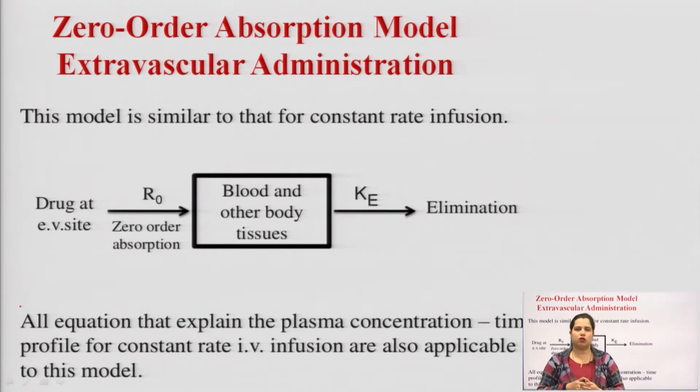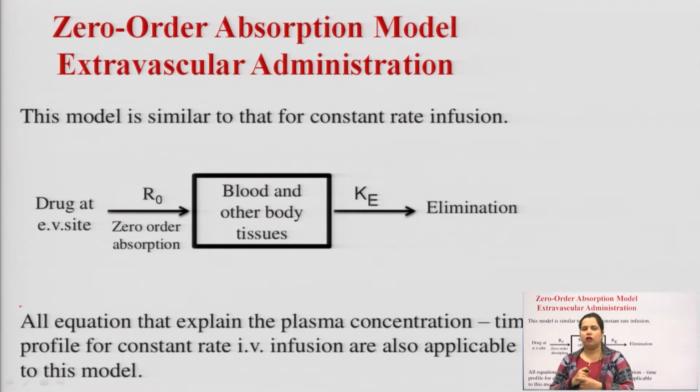Now, the zero order absorption model in extravascular administration is similar to that for constant rate infusion. Yes, we have discussed in the last session that IV infusion follows zero order kinetics. That means the level of the drug in the plasma is constant; it is not deviating from its concentration at that particular time, and it is at a constant rate. That point is generally considered the steady state concentration. So, this model is basically similar to that for constant rate infusion.